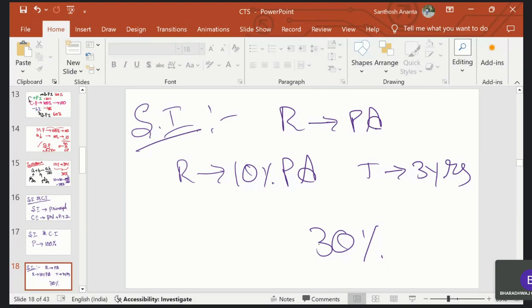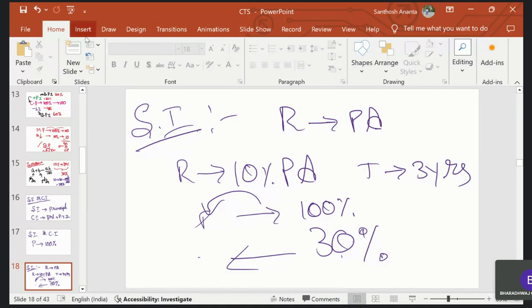Principal value will be given in the question, and we already know this principal is always 100%. If you know the 100% value, then easily you can find the 30% value. You don't need to worry about that. The overall interest in terms of percentages is 30% for 3 years. Now you need to find the value for this.